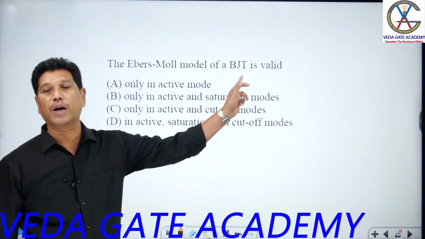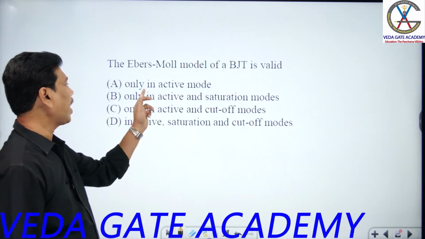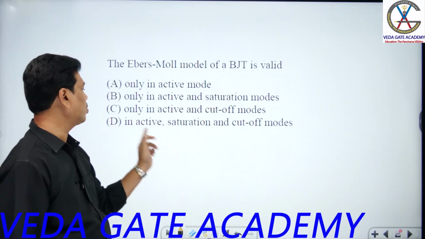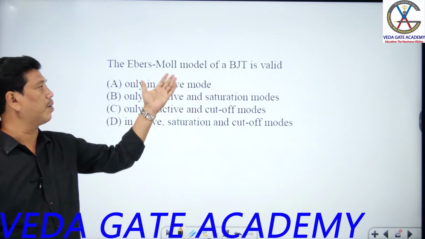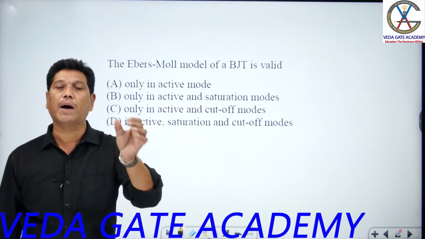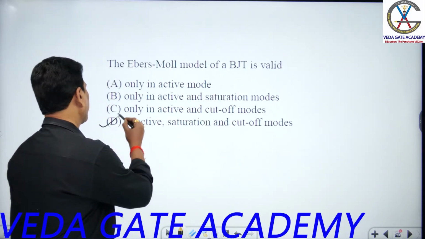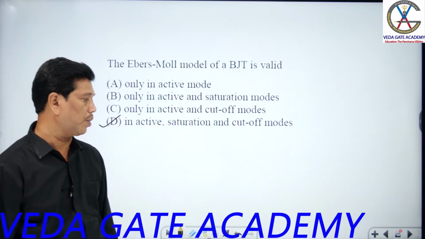The Ebers-Moll model of a BJT is valid only in active mode, only in active and saturation modes, only in active and cutoff modes, or active, saturation and cutoff modes. Already I told that this Ebers-Moll model is applicable in every operating mode of BJT. So the answer for that one is D. Okay. Check out the next question now.